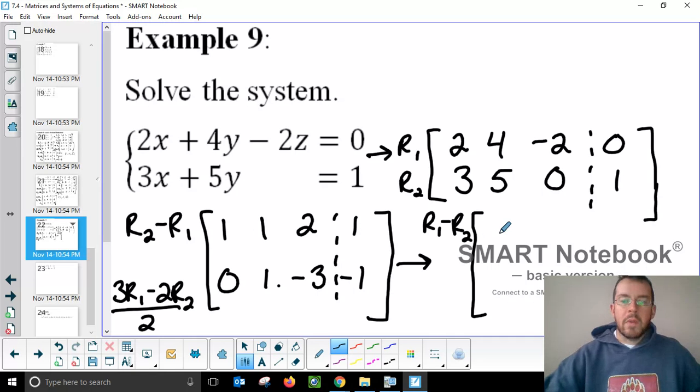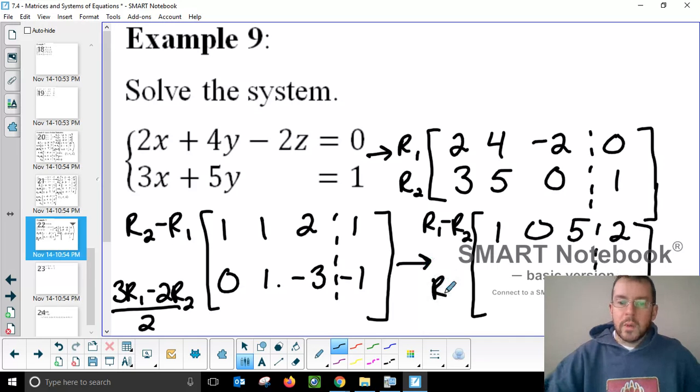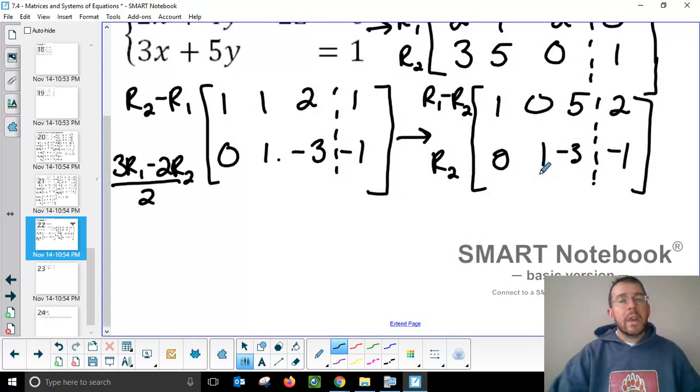So 1 minus 0 is 1. 1 minus 1 is 0. 2 minus negative 3 is 5. 1 minus negative 1 is 2. And then, of course, we said we could just keep our row 2 here. So 0, 1, negative 3, negative 1. So now with my second time through, I fixed my second column. So we're good. We can't go any further here because we don't have any more rows to do anything with.